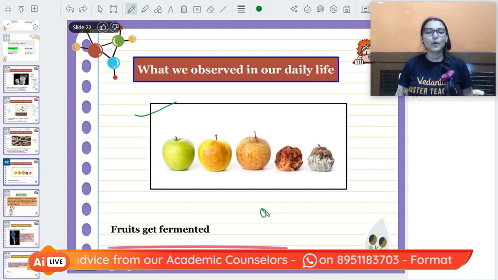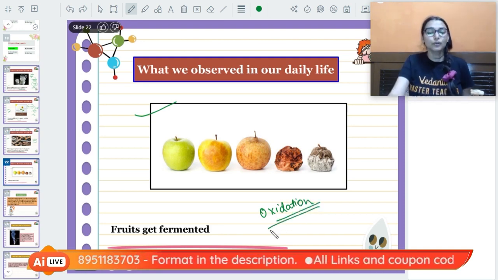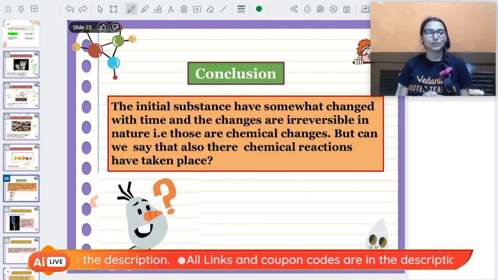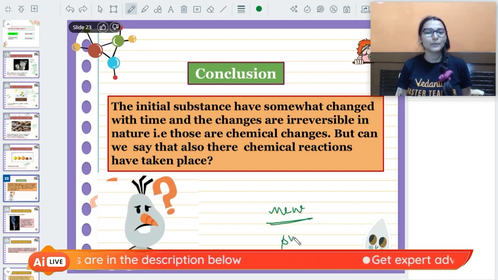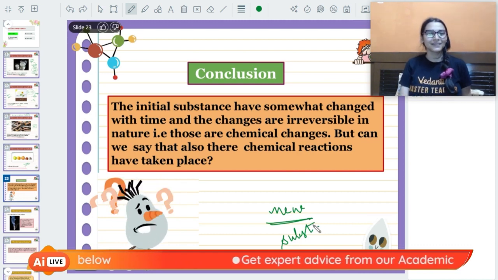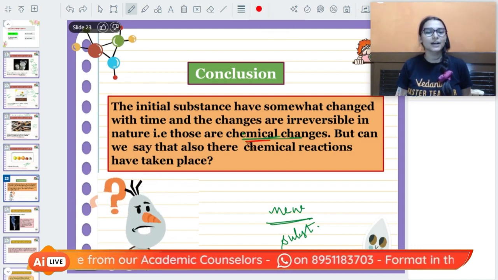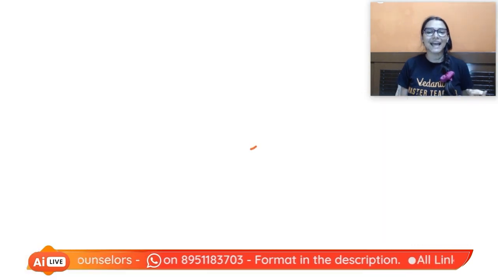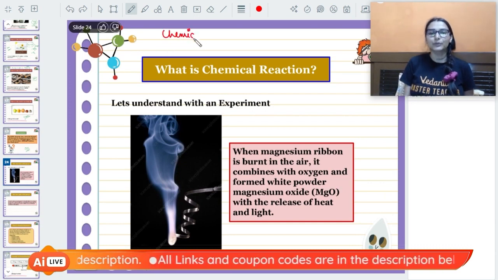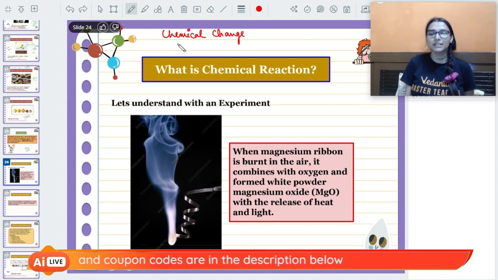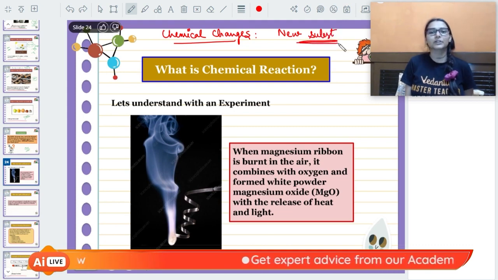When your fruit is getting spoiled, then what is happening? Oxidation of your fruits is happening, rancidity is happening. So all these things are pointing in the same direction. That is the formation of a new product, formation of a new substance. So these are the chemical changes happening around us where there is a formation of a new substance. They are termed as the chemical changes. All the examples of daily life we have seen are the chemical changes. The changes where there is a formation of a new substance, they are the chemical changes.